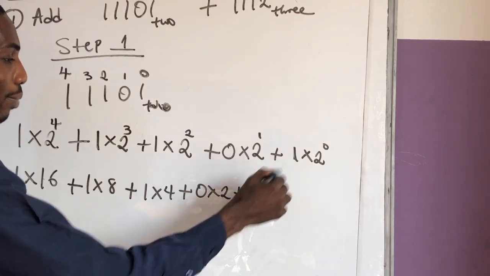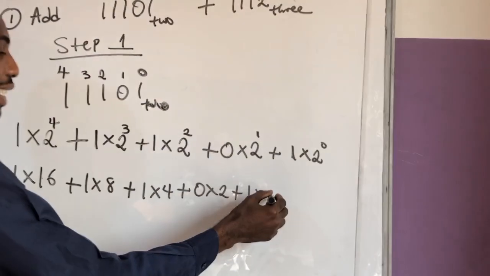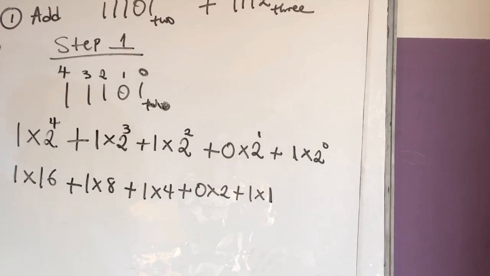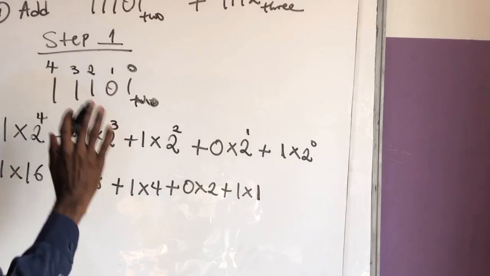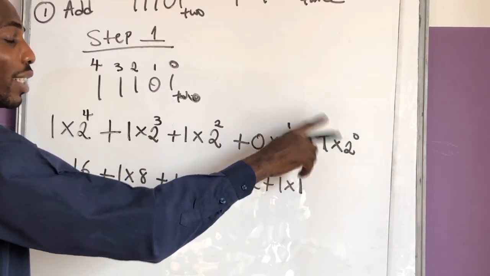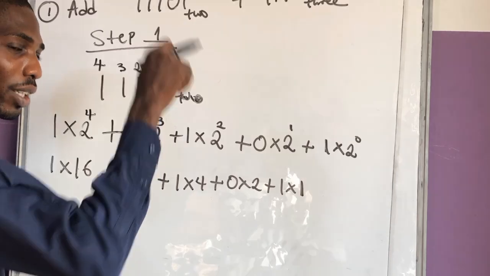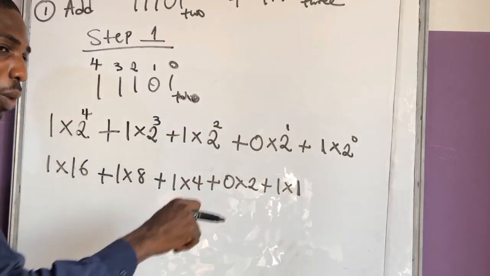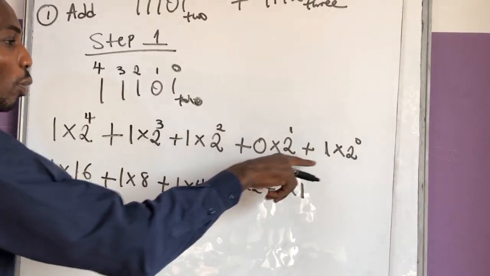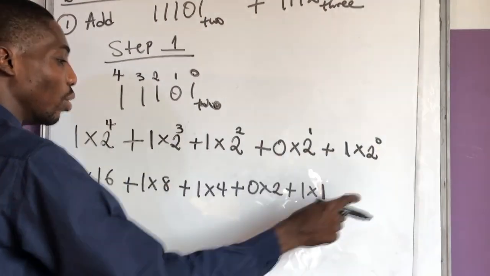Plus 1 times anything raised to power 0 under number base is 1. In fact, not even only under number base, but just know that once you are working under number base, anything raised to power 0 is 1. Any number raised to power 0 is 1. 10 raised to power 0, 1. 5 raised to power 0, 1. 100 raised to power 0, 1. So please don't forget this. Anything raised to power 0, any number raised to power 0, we give you 1.